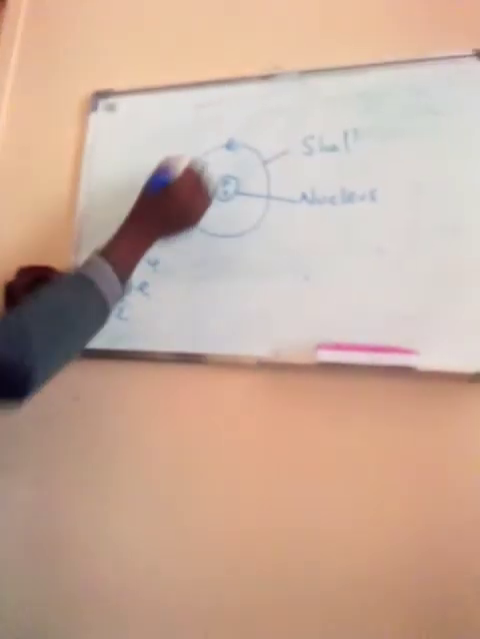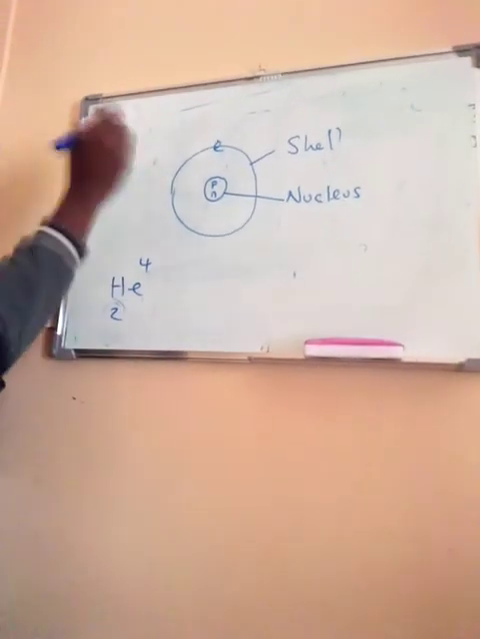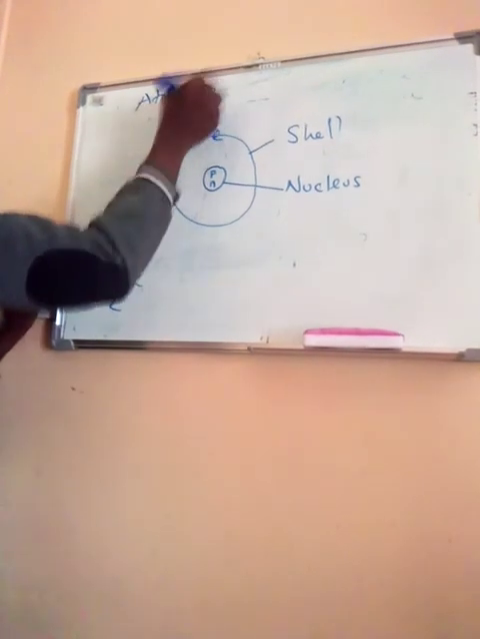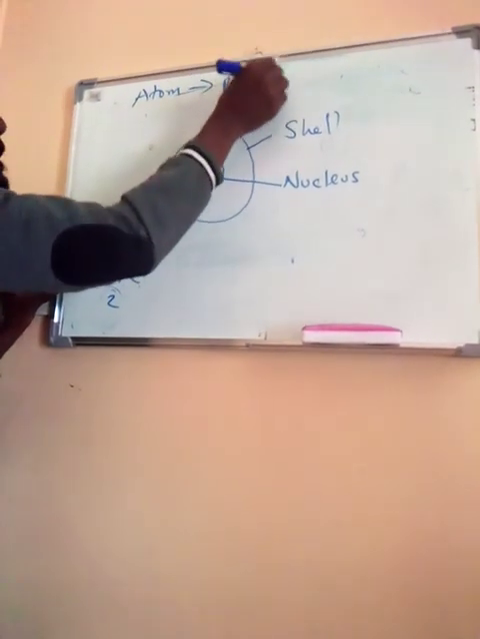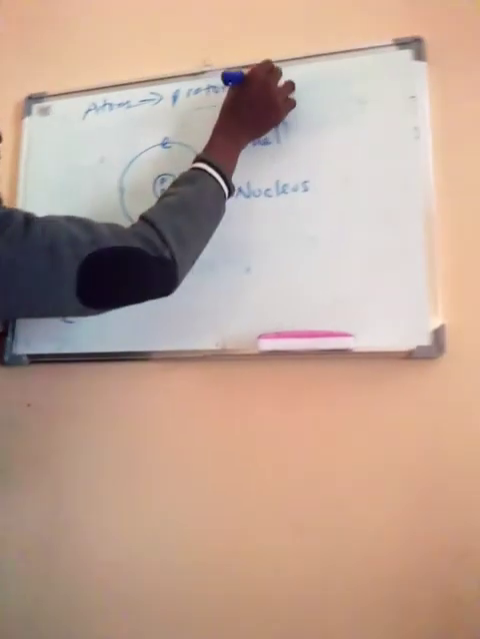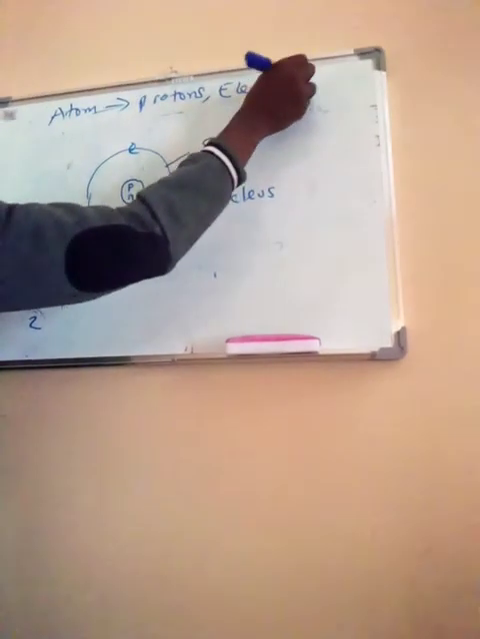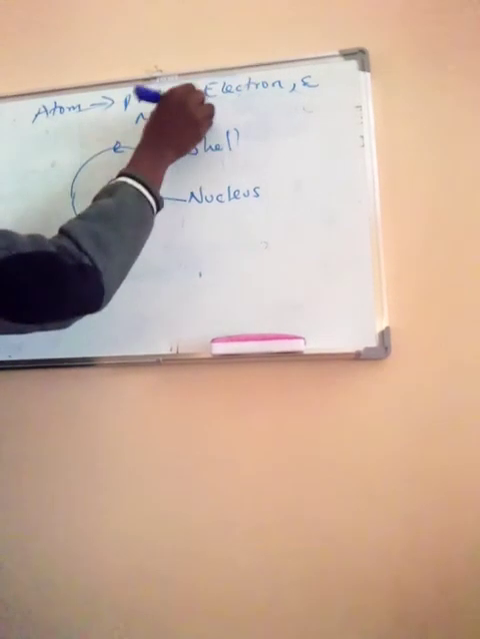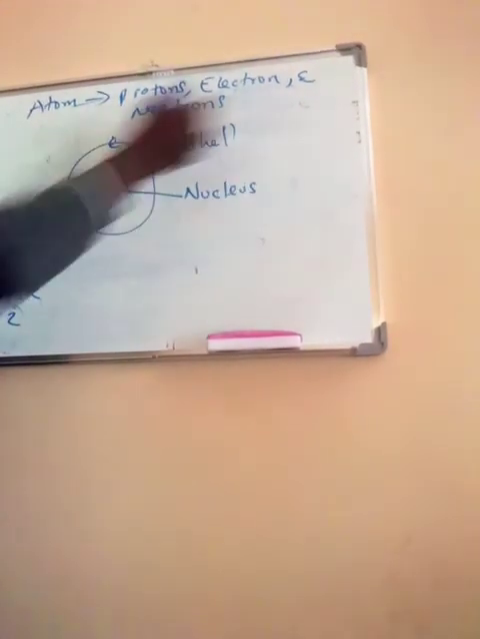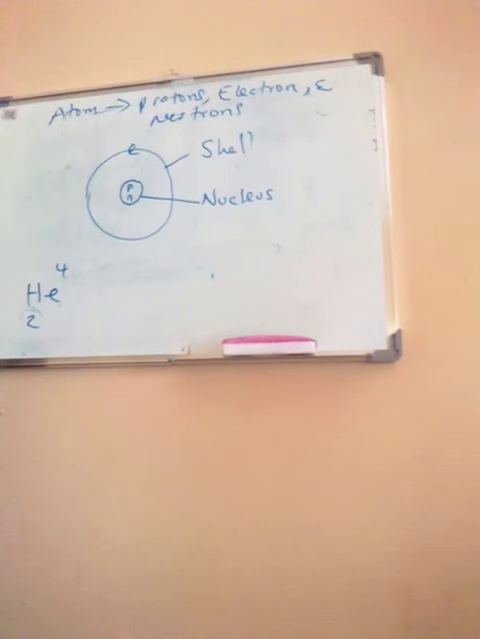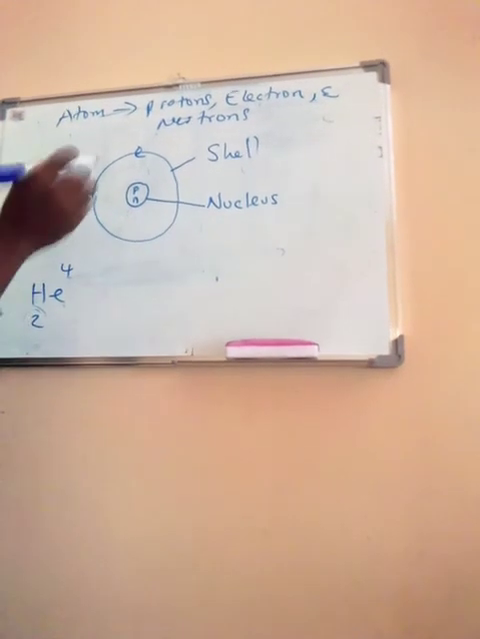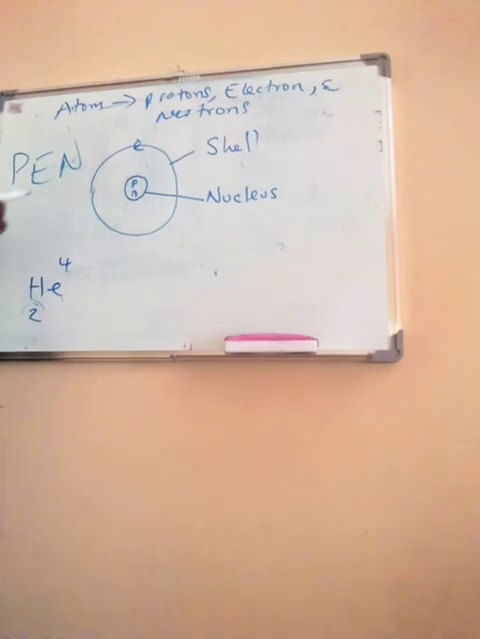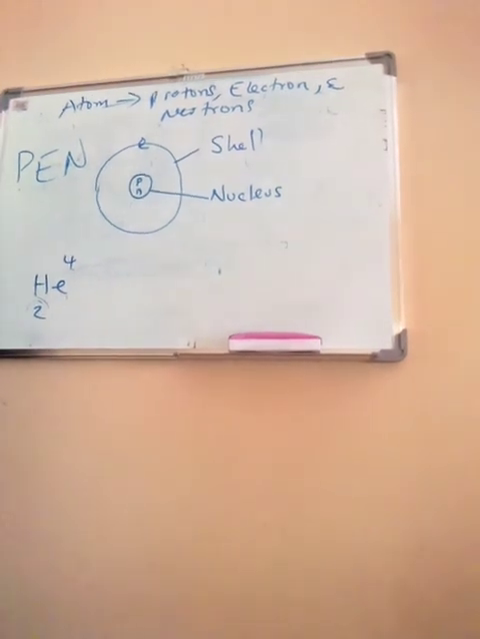Now, you need to know that every atom has protons, it has electrons, and it has neutrons. We can even come up with a very simple analogy to always help us remember. Others will simply say PEN, to stand for proton, electron, and neutron.